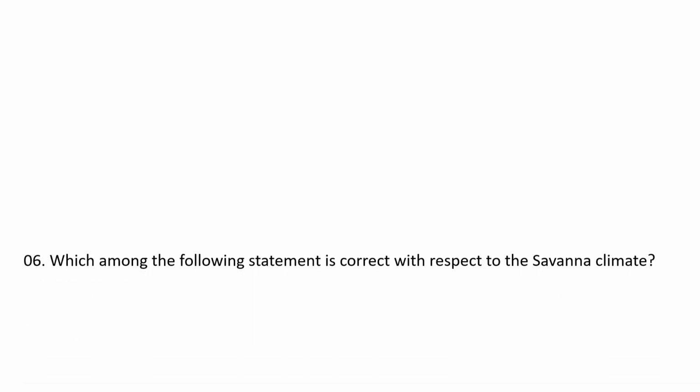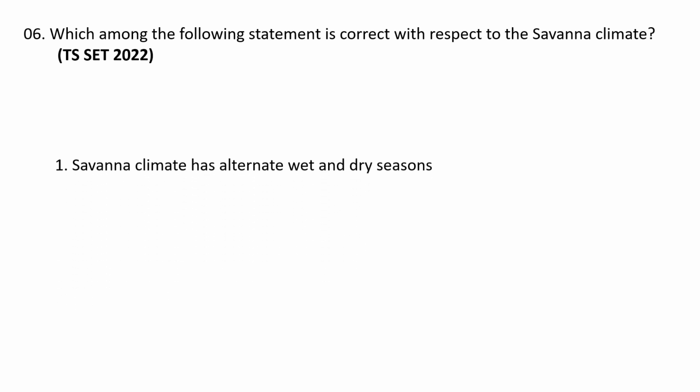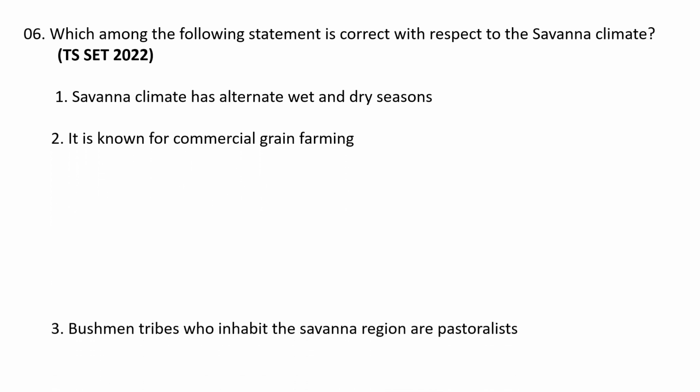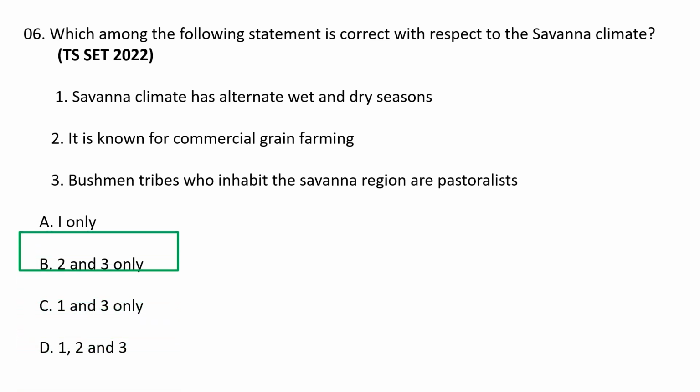Next question. Which among the following statements is correct with respect to the savanna climate? 1. Savanna climate has alternate wet and dry seasons. 2. It is known for commercial grain farming. 3. Bushman tribes who inhabit the savanna region are pastoralists. So among the following, we have to choose the correct answer, like A. 1 only, B. 2 and 3 only, C. 1 and 3 only, and D. 1, 2 and 3. So here the correct answer is A.